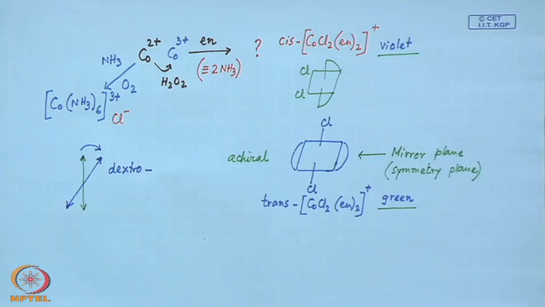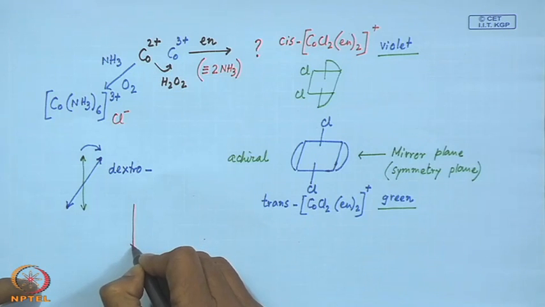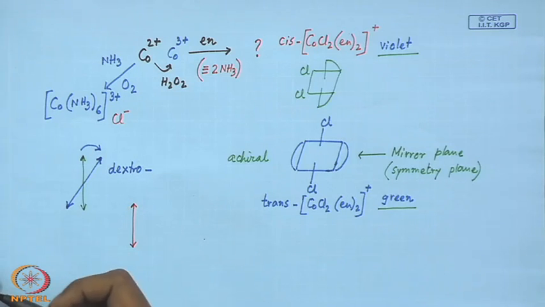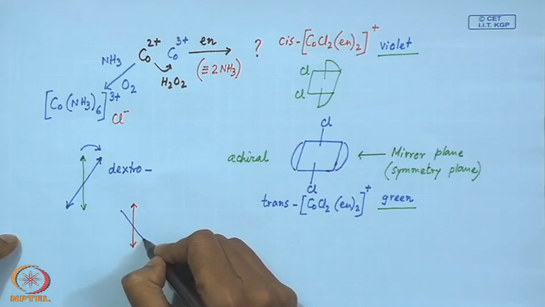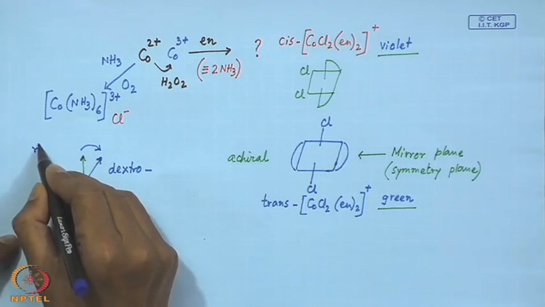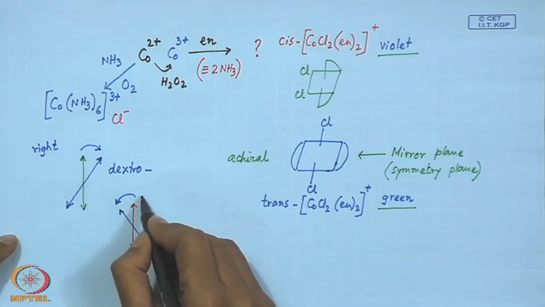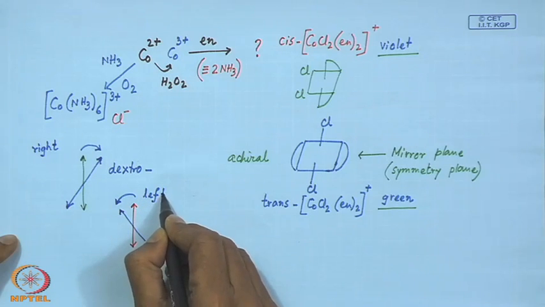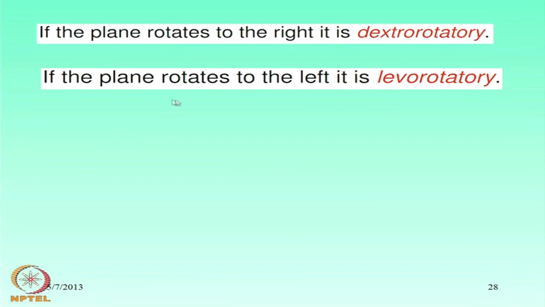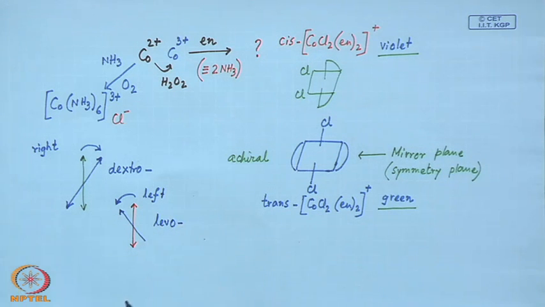And the plane polarized light, the vertical direction, is always what we consider as entering the solution. If it moves towards the left, this is the movement towards right, and this is the movement towards the left. So, the other form is known as levorotatory, if the plane rotates towards the left.